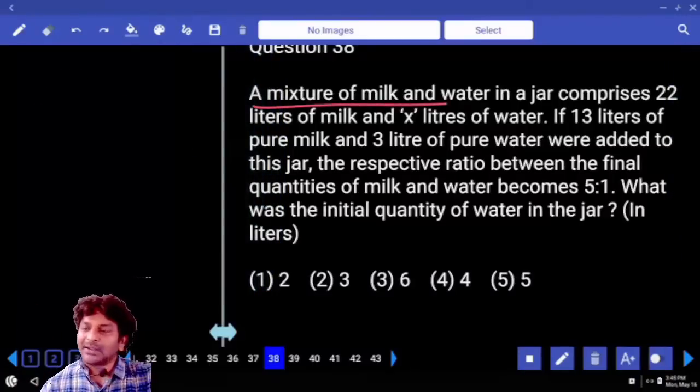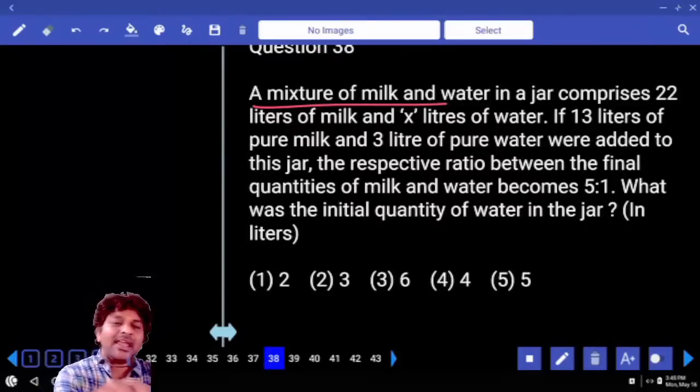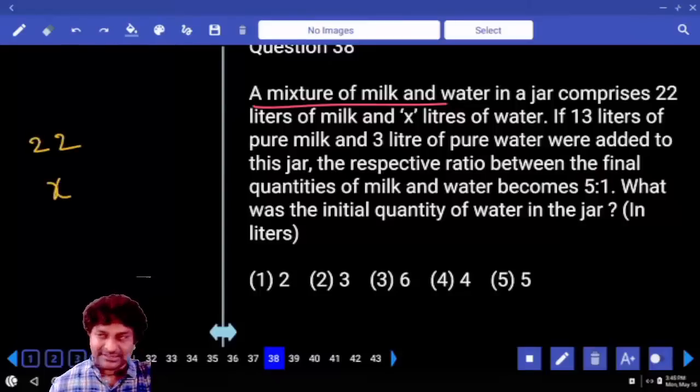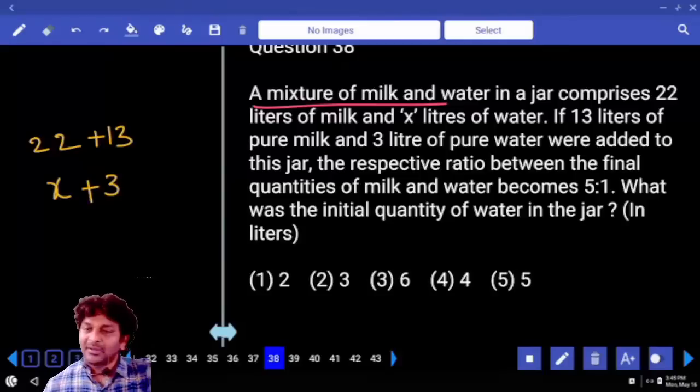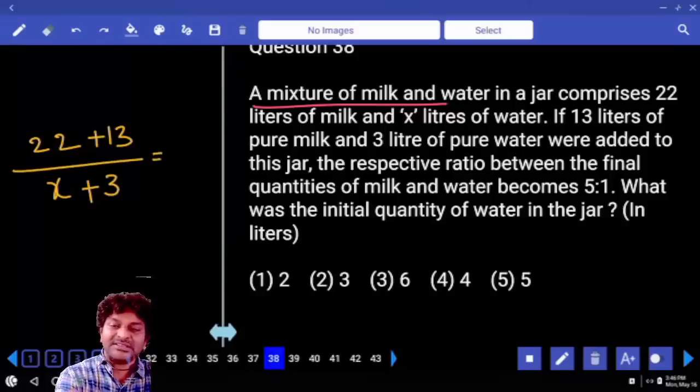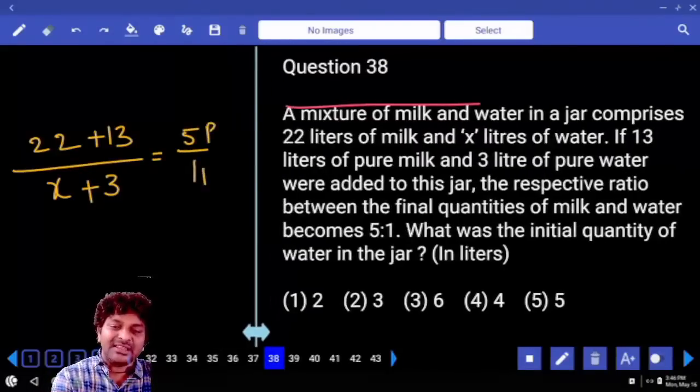Come on. A mixture of milk and water in a jar comprises 22 liters of milk and x liters of water. So I'll write milk and then water. Milk is 22 liters and then water is x liters. If 13 liters of pure milk and 3 liters of water were added, the respective ratio between final quantities of milk and water becomes 5:1. This one is equal to 5/1. That means 5 parts and then 1 part.